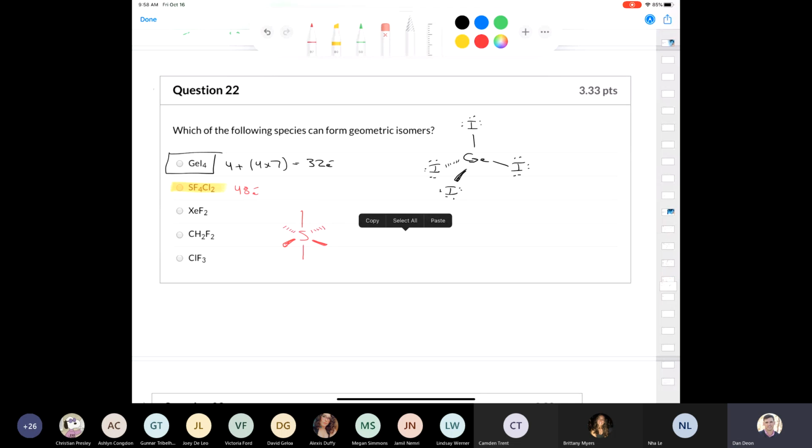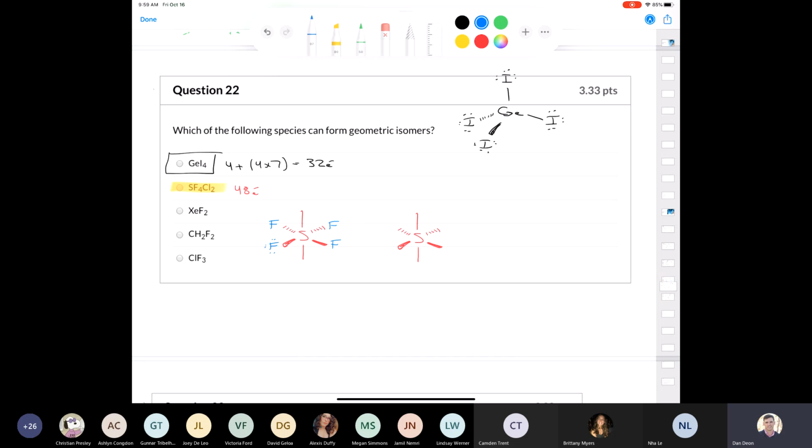Now I'm going to copy this and paste it over here, and I'm going to move this out of the way. Now let me show you what I mean by geometric isomers. If I put the 4 fluorines here so that they are square planar with respect to each other, and the 2 chlorines, one up and one down like this, that's one way that I could arrange those atoms.